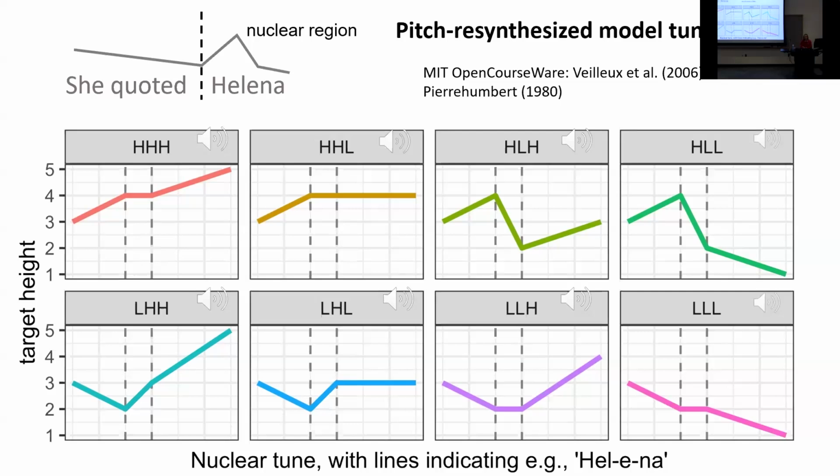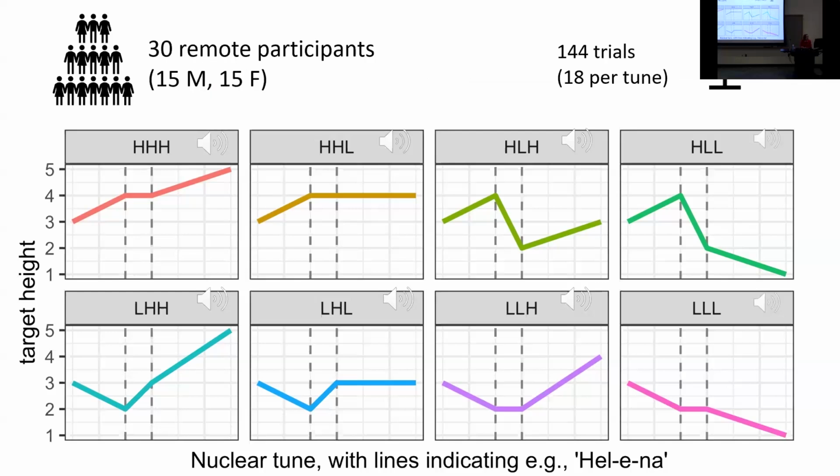So participants would hear just one of those tunes on 3 different sentences on a given trial and then be asked to reproduce it. We had 30 remote participants who produced 18 imitated productions of each tune, so 144 trials. So we have a lot of data.